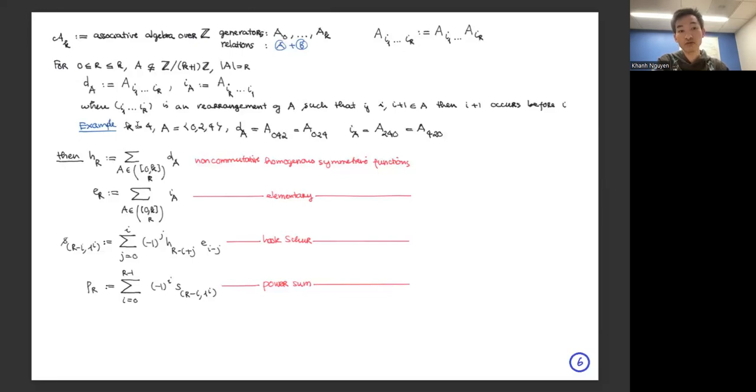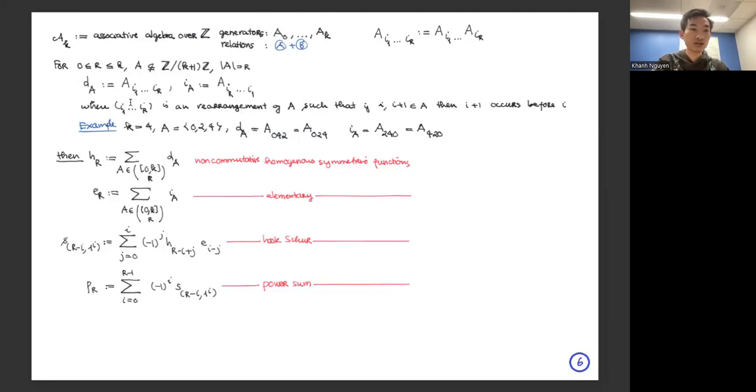So for example, when K equals 4 and A is a subset of Z modulo phi Z, so we are given by 0 to 4 here, I can find dA equal A of 0 to 0, 4, 2 and A 0 to 4. And now by reading the index of dA from right to left, I can automatically get the expression of IA. So that is given by A 240 and A 420.